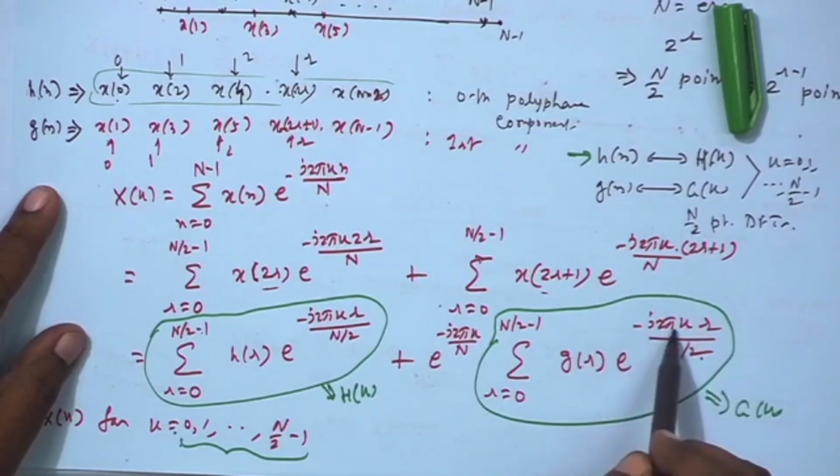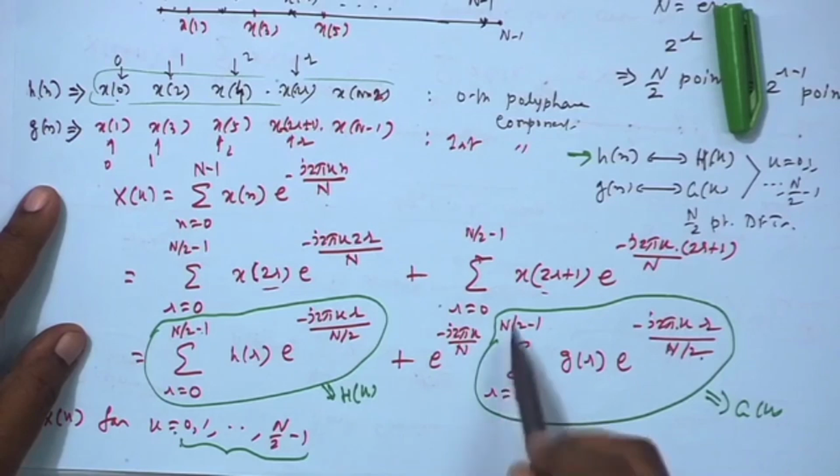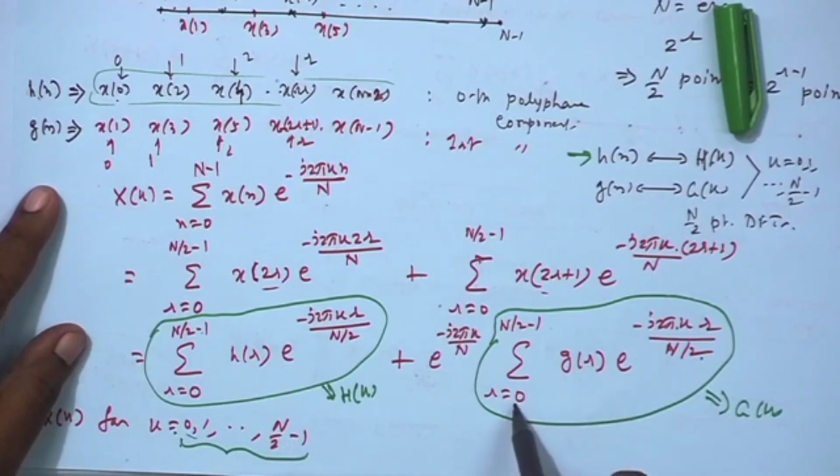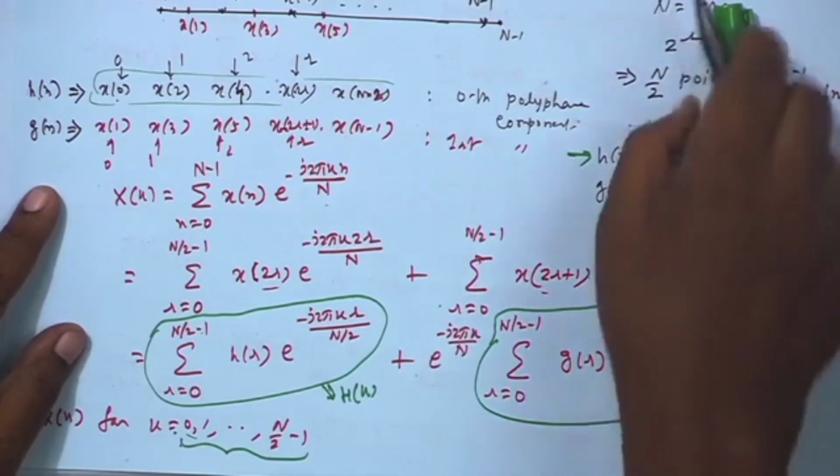e to the power minus j 2 pi k r, r is the summation index, time index, but k should vary over this part only, 0, 1 up to N/2 minus 1, because r, that is the time index, also varies over this range only. K also must be having the same range, and that is done. So, that means for that k, this will be G_k. So, H_k plus e to the power minus j 2 pi k by N into G_k. Okay.